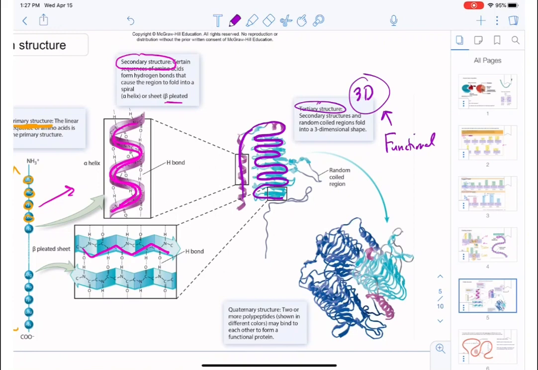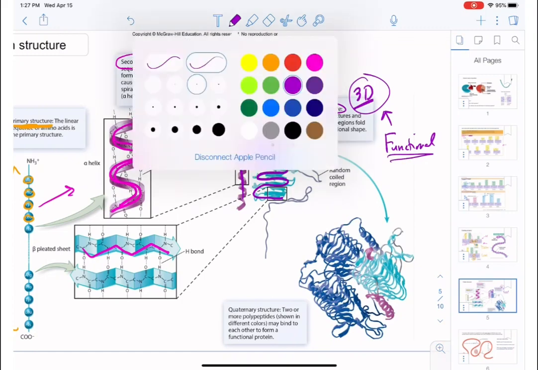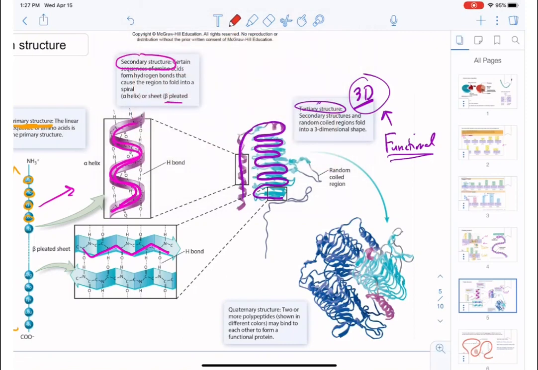So it's not until a protein gets folded into its three-dimensional structure that it becomes functional. And the reason that it bends back on itself is because you have interactions between side chains here that are forming all these different types of bonds. And that's what basically allows the protein to fold back and form its three-dimensional structure.